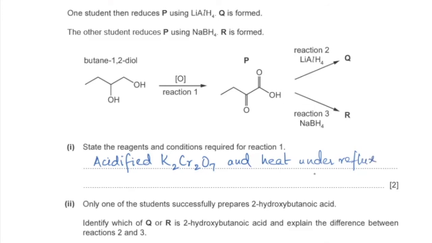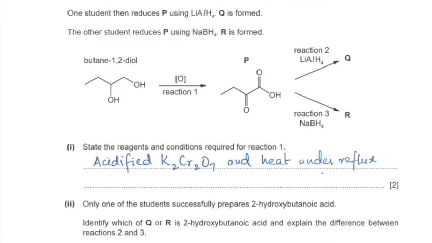Part 2, only one of the students successfully prepares 2-hydroxybutanoic acid. Identify which of Q or R is 2-hydroxybutanoic acid and explain the difference between reactions 2 and 3. Okay, so now at first you should know among LiAlH4 and NaBH4 which one has more reducing power. It's actually LiAlH4 which is stronger and can reduce both acids and ketones, but NaBH4 can only reduce ketones back into secondary alcohols, not acids to primary alcohol.